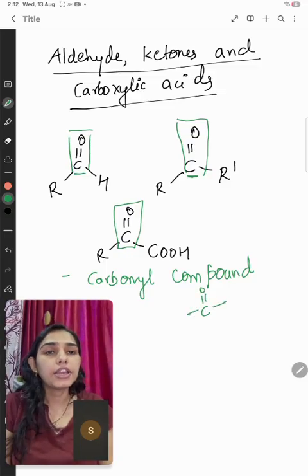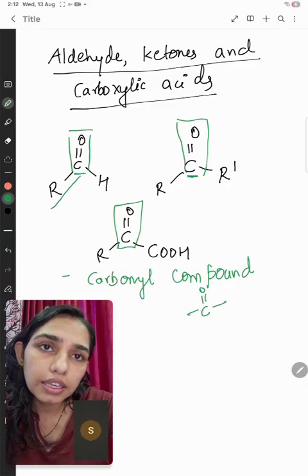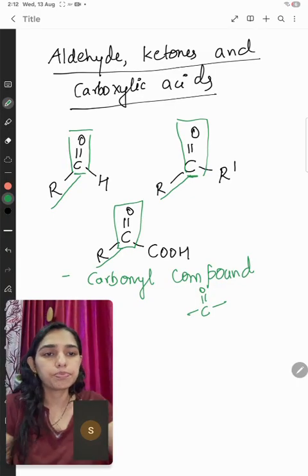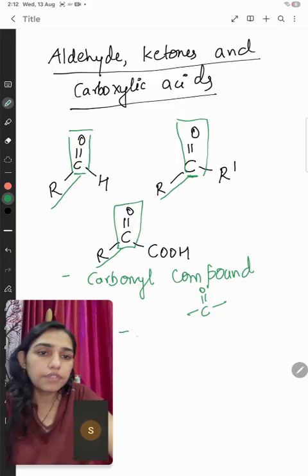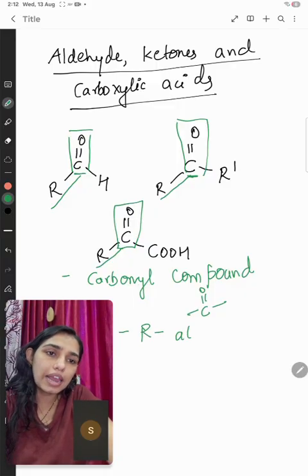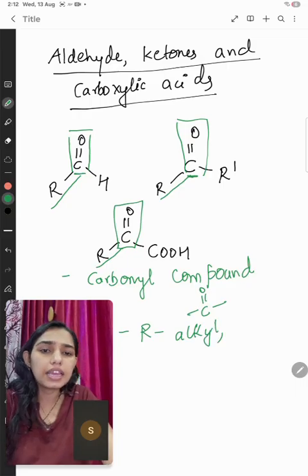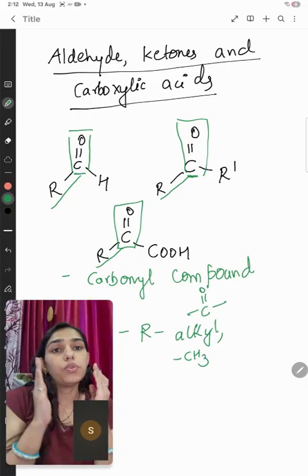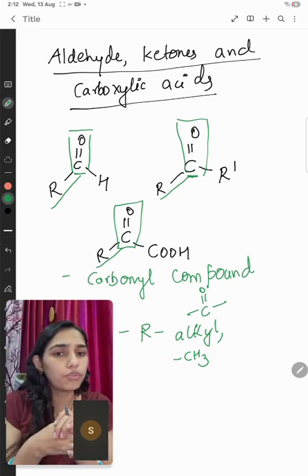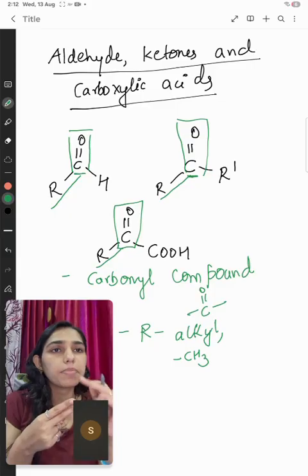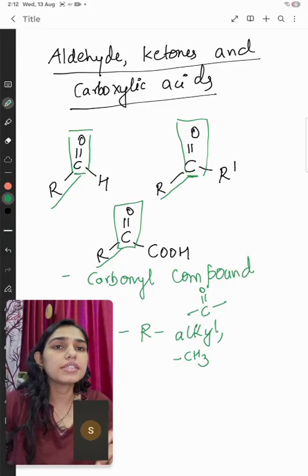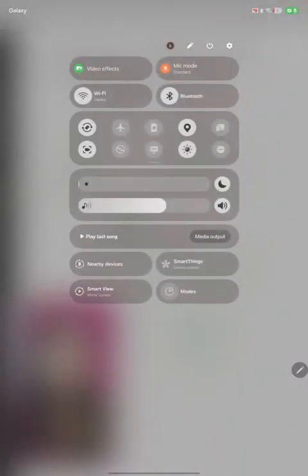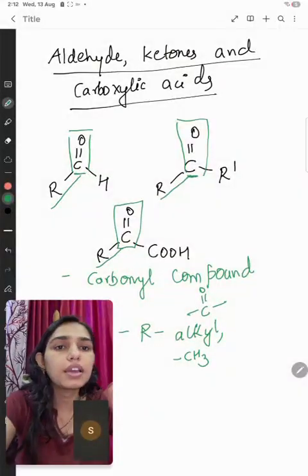The second similarity, if you see, is that the third valency of carbon is being satisfied by an R group. What is this R group in chemistry? When we say R group, we refer to alkyl groups. What are alkyl groups? Such as methyl, ethyl, and so on. So carbon, we know, has a valency of 4. Two valencies are satisfied by the oxygen, and the third valency is satisfied by the group called R.